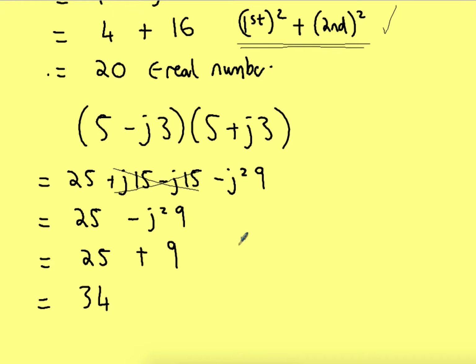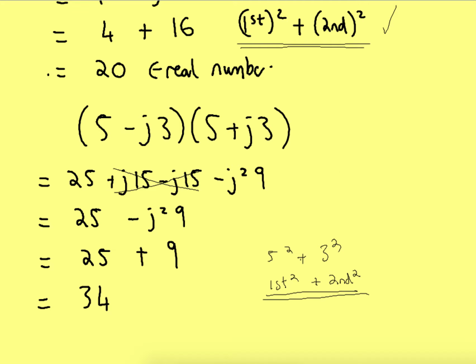You're left with j squared 9, and the take away j squared becomes a plus. So again, that's 5 squared plus 3 squared, which is the first squared plus the second squared. So if you multiply a complex number by its complex conjugate, which means you change the sign in the middle, it's always the first number squared plus the second number squared, or the real part squared plus the imaginary part squared.